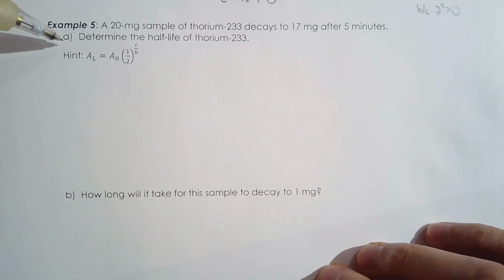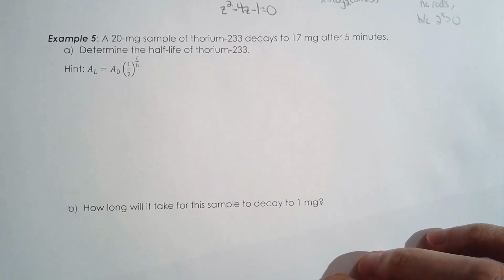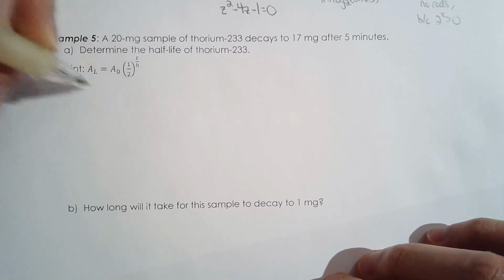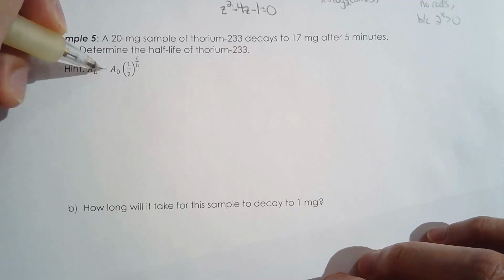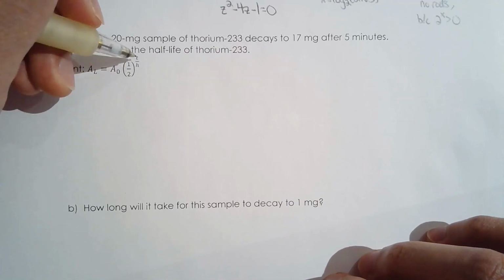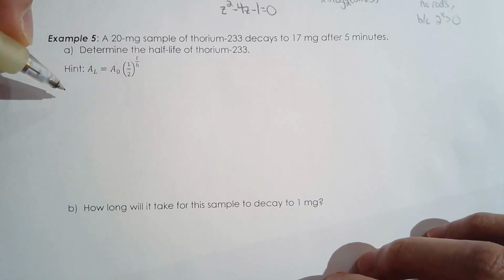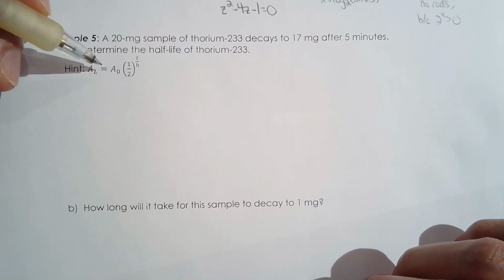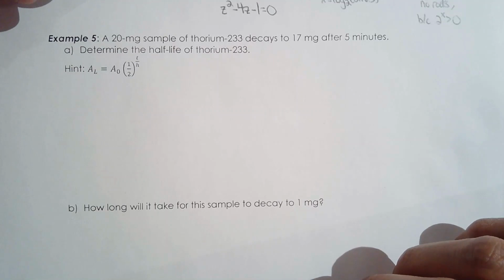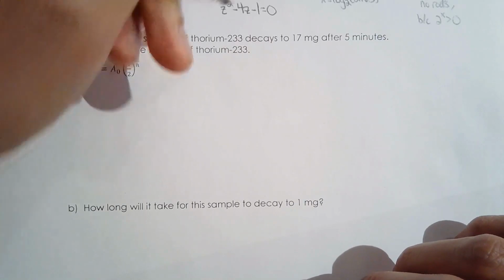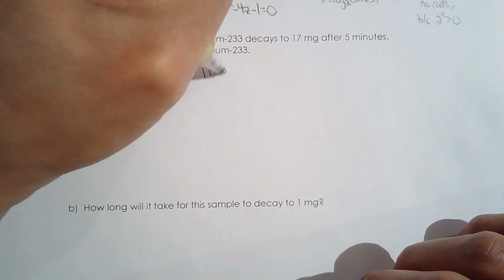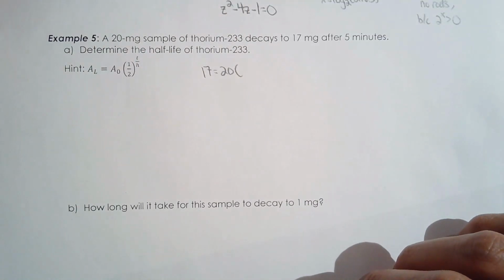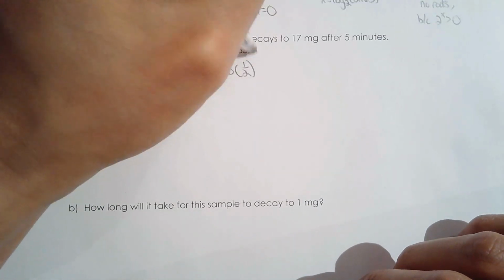So example 5 is a classic half-life question that you did in grade 11. Just a reminder, this is the formula we use for half-life in grade 11: the amount left is equal to the original amount times half to the power of t over h. So t is the time that has passed and h is the half-life. Remember, half-life is the amount of time it takes for you to lose half of your original amount. We don't know the half-life of thorium-233, and we're going to solve for that. So you have 17 grams after 5 minutes. You start off with 20.